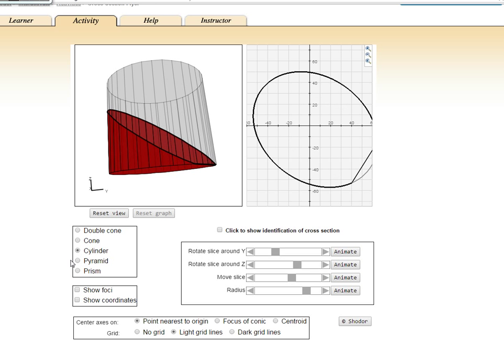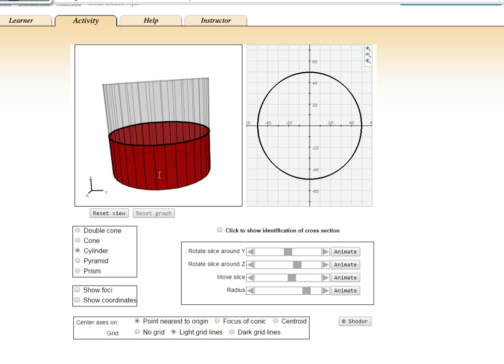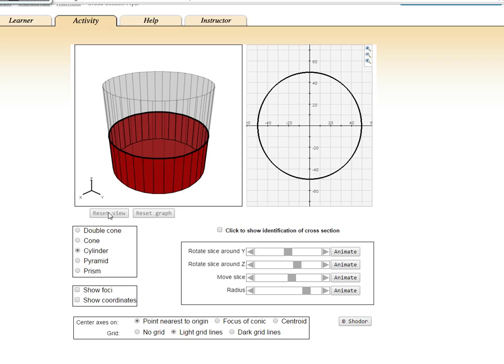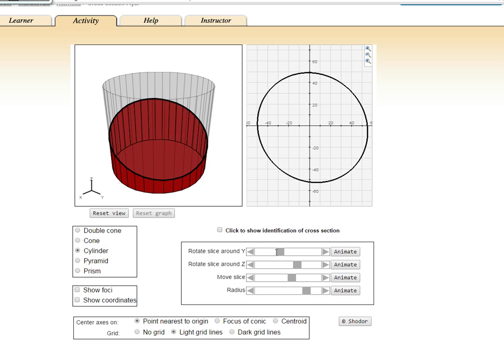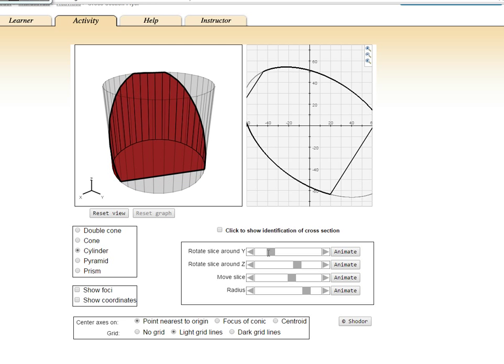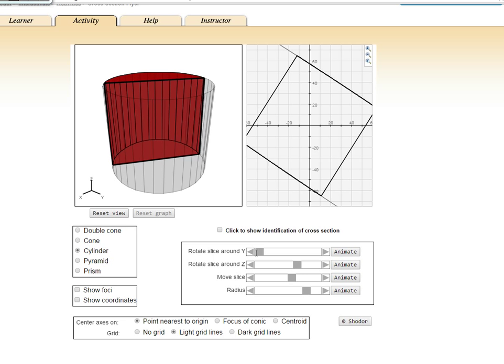Now let's look at cylinders. Same thing with a cylinder. There you go, 90 degrees. If it's parallel with the base of the cylinder, reset it. Parallel with the base of the cylinder, you've got a circle. But as soon as you tilt that, it's an oval. If you tilt it enough, it's actually this funny looking shape. You see that? If you tilt it enough, it's a square.